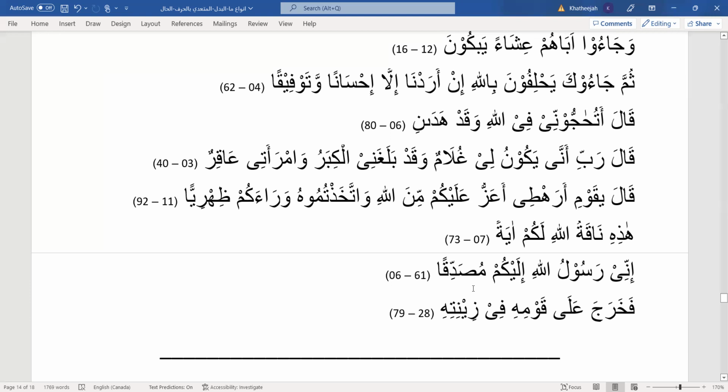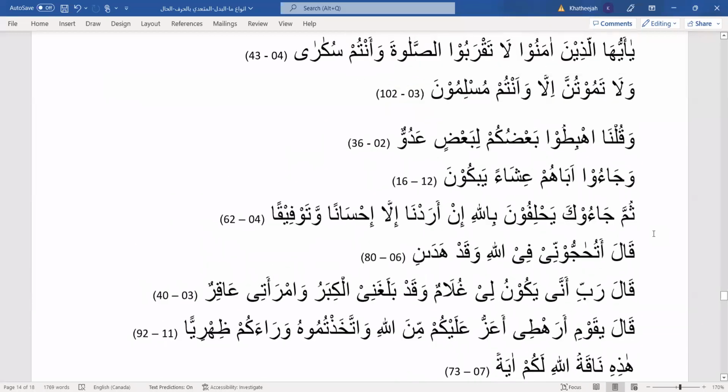The only thing is, the examples we learned at the start were examples where a single word came as hal in a jumla fi'liya. But this is not a jumla fi'liya, it is a jumla ismiya. So in jumla ismiya, as I said before, there can also be a hal. Over here, musaddiqan is the hal of I, the ismu inna, which was originally a mubtada. So these two examples tell us that sometimes a hal can come inside a jumla ismiya, and then it will describe the condition of the mubtada or khabar.